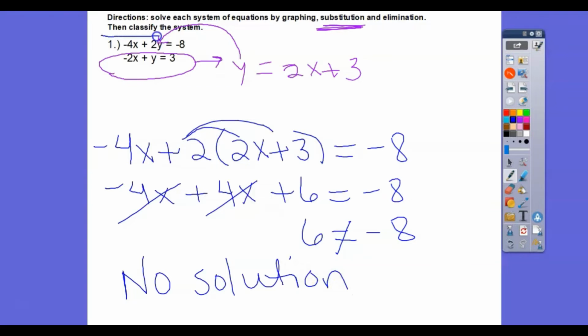And don't forget the second part of the question, which is to classify the system. This system is inconsistent because there's no solution. So that's the same exact answer that we got when we graphed it. It's just that now we're doing it algebraically.